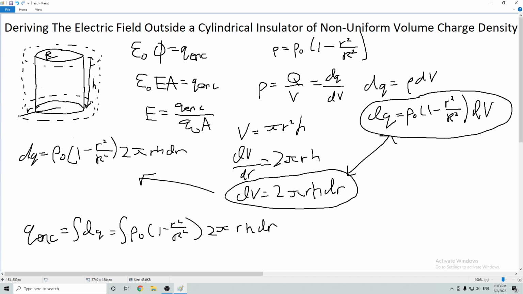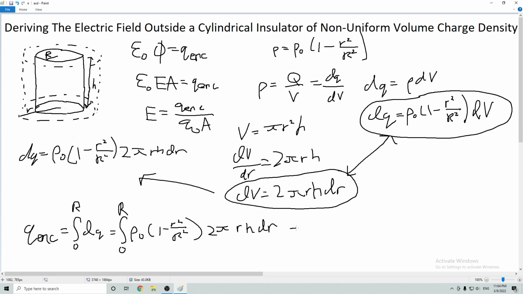Alright, so we have Q enclosed is equal to the integral of dq, which is equal to the integral of rho naught (1 minus r squared over big R squared) 2 pi r h dr. Because we're finding the electric field outside a cylindrical insulator, the dq's only come up to this surface over here. So this arrow is coming towards you. That's why when you take the integral of the dq's, it's only from 0, the center, to big R, which is basically the outside of the cylinder. So you're taking these integrals from 0 to big R.